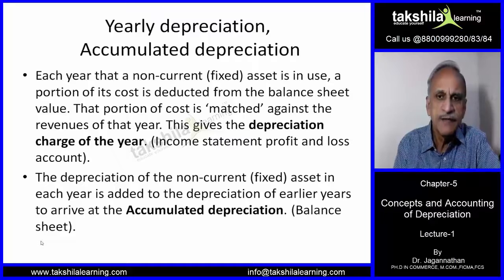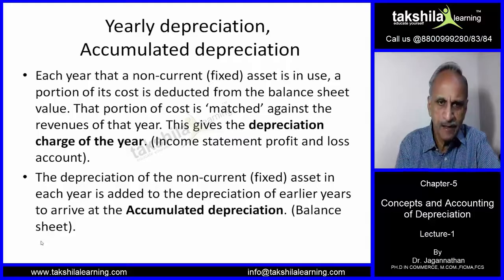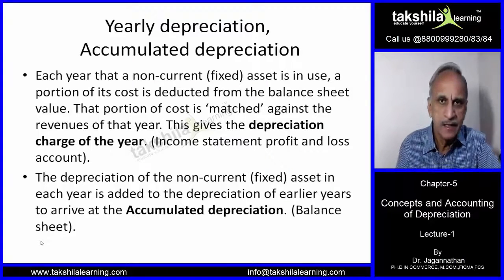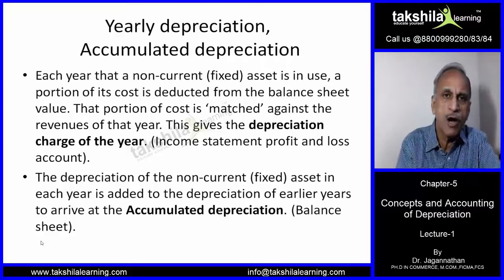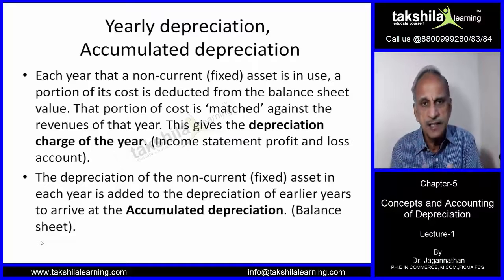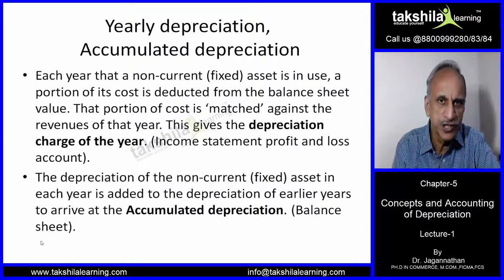Each year, a fixed asset is in use. A portion of its cost is deducted from the balance sheet. This portion of cost is matched against the revenue of that year. This gives the depreciation charge, which I have explained. The depreciation of the non-current assets or fixed asset in each year is added to the depreciation of earlier years to arrive at the accumulated depreciation. So for a machine, if someone asks you how much is the depreciation so far, then you add the depreciation charge in the previous years till the current year, and that becomes the accumulated depreciation. So you may show it in the balance sheet.